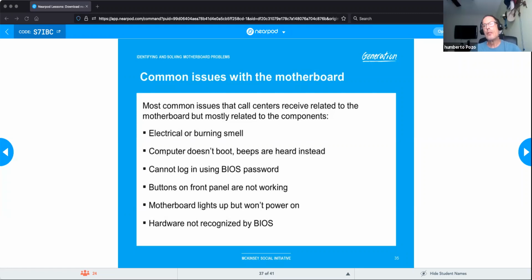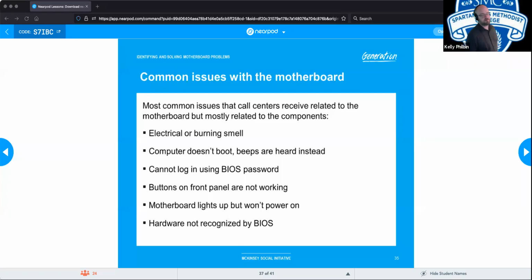Power on. Power on self-test. There you go. Power on self-test. Post. Very good. TJ got it too. Nice. Computer went rogue. Yeah, I would assume.